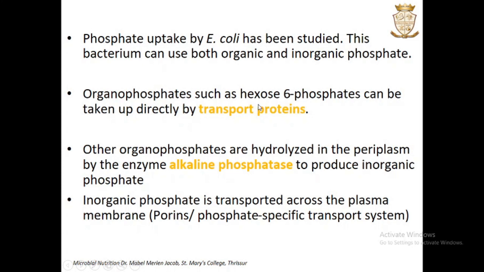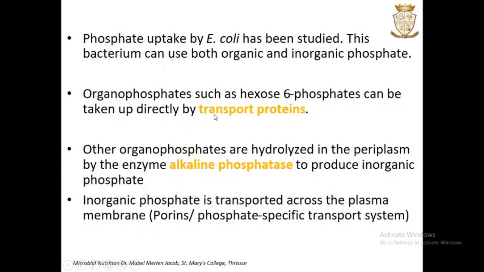Organophosphates such as hexose-6-phosphates can be taken up directly by transport proteins like porins. Other organophosphates are hydrolyzed in the periplasm, which is seen in gram-negative bacteria, by the enzyme alkaline phosphatase to produce inorganic phosphate. Inorganic phosphate is transported across the plasma membrane by specific transport systems.